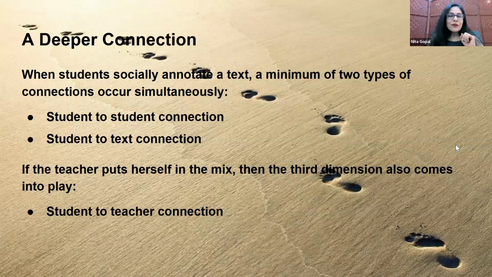So a deeper connection also happens when students socially annotate text. A minimum of two types of connections occur simultaneously. And this is what I promise my students when they come into the class, that there'll be three ways in which you will learn. And all of that happens over here. Student to student connection happens. Student to text connection happens. And if the teacher puts herself in the mix, then the third dimension also comes into play. Student to teacher connection happens.